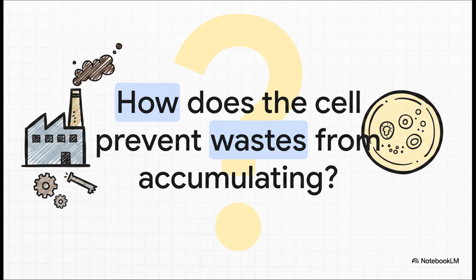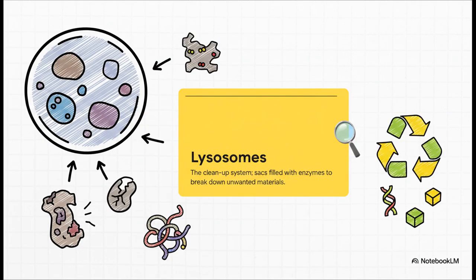With all this building and packaging going on, how does the cell prevent toxic waste and broken down machinery from piling up and poisoning the whole operation? Well, the answer is the lysosome. This is the factory's dedicated waste management and recycling center.